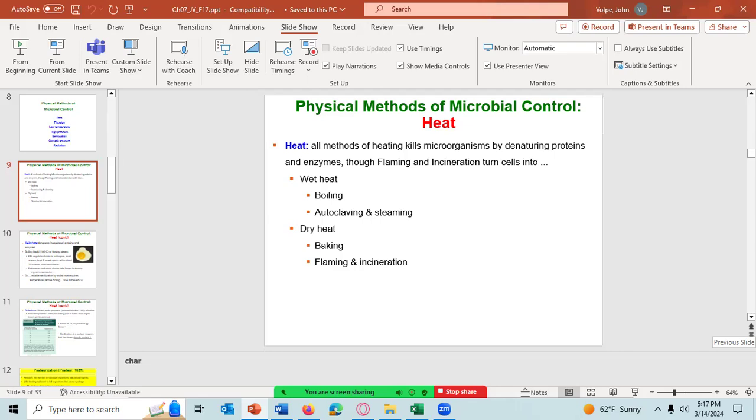Okay, let's talk about heat. All methods of heat kill microorganisms by denaturing proteins and enzymes. However, extreme heat, like flaming and incineration, turns the cell into char. There are two types of heat: wet heat, involving boiling, autoclaving, or applying steam, and dry heat, which would be baking, flaming, or incineration. Flaming and incineration are much higher temperatures than baking. Any question about any of that?